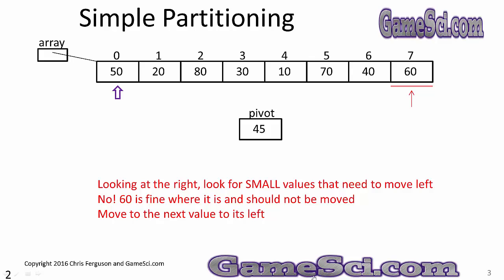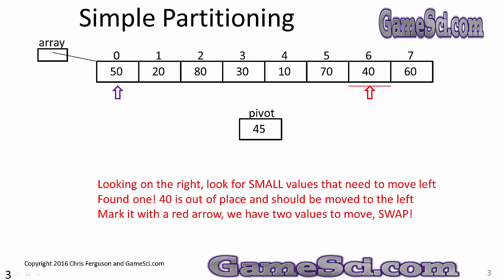Now let's switch to the right side and look for small values that need to move to the left. No, if you look at 60, it's fine where it is and should not be moved. Remember, the goal is to have large values on this side and small values on that side. 60 is just fine where it is. Let's move over to see what's next to 60 to see if we can find something that has to move. Looking on the right side of the array, looking for small values that need to be moved to the left. Let's find it. 40 is there. We found 40. Mark it with a red arrow.